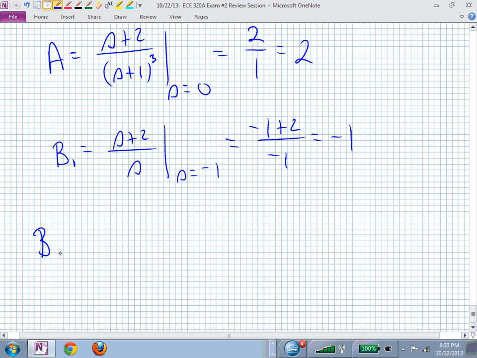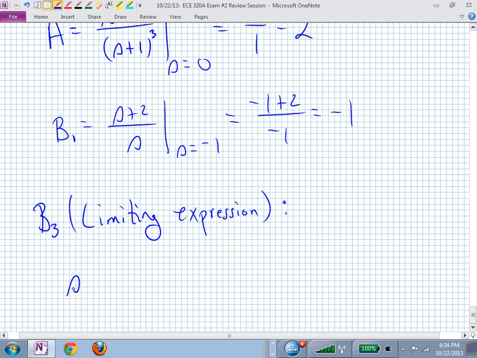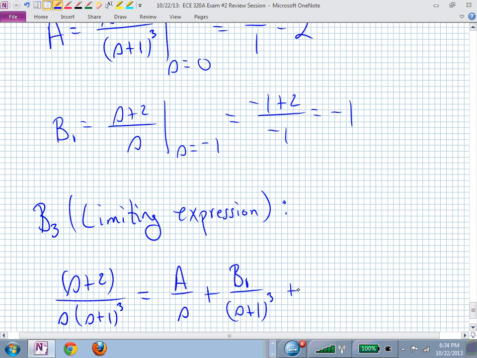So now for B sub 3, I'm going to use the limiting expression, meaning what I'm doing is I now have F of S, so I have S plus 2 over S times S plus 1 cubed, and then I have A over S plus B1 over S plus 1 cubed plus B2 over S plus 1 squared plus B sub 3 over S plus 1. And now I'm going to multiply every term by S.